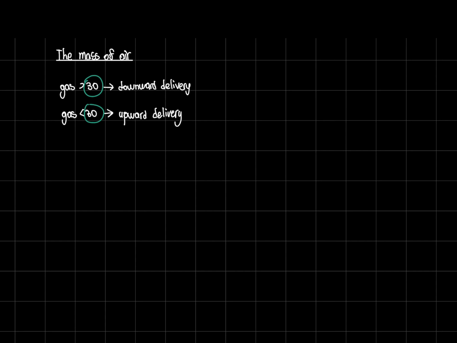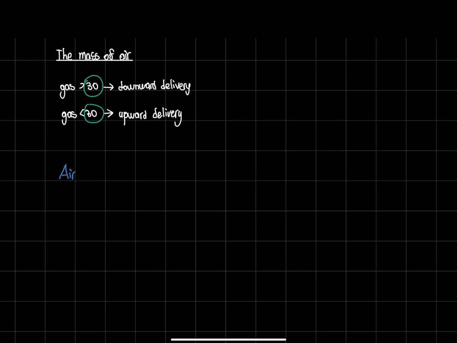And I thought to myself, well, it's got to be the air, because that's the only thing that would determine which form of delivery you're using. So that means 30 must be the molecular mass of air. So what I did was I went on a side quest and I calculated it. And today I'm going to show you. If you would like to calculate this, it's a cool party trick, I guess.